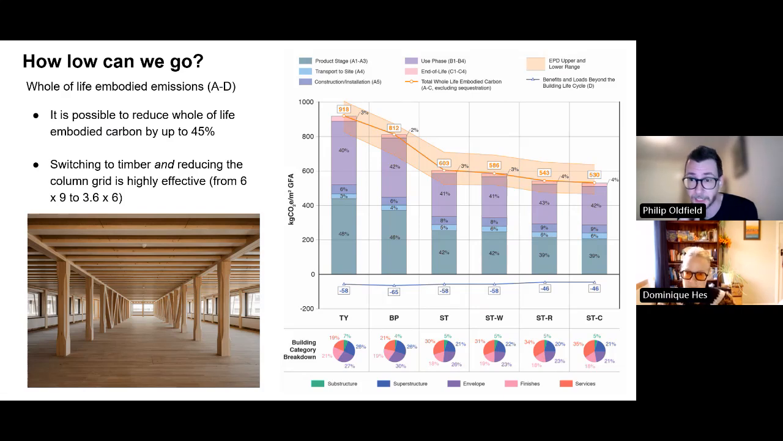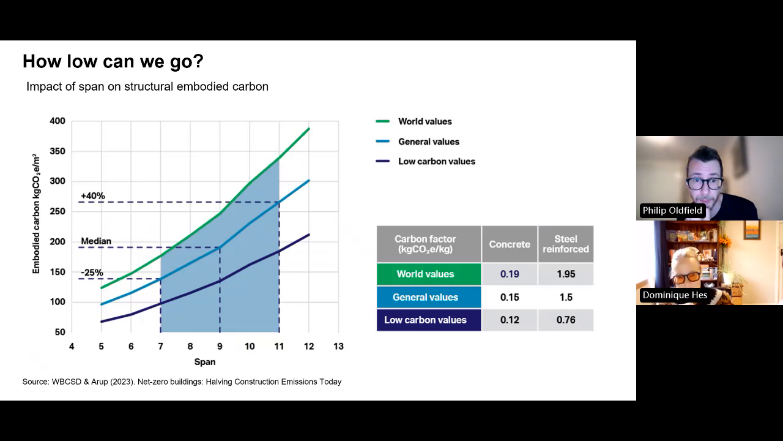Next slide, please. This is a graph by ARBV, for example. This shows span against embodied carbon. If you take the blue line in the middle, the general values, a 7 meter span structure will have an embodied carbon of about 150 kilograms of CO2 per square meter, just a structure. And you go up to an 11 meter span, it goes up to 250, 260 kilograms. So you can save 100 kilograms of CO2 per square meter by reducing the span.